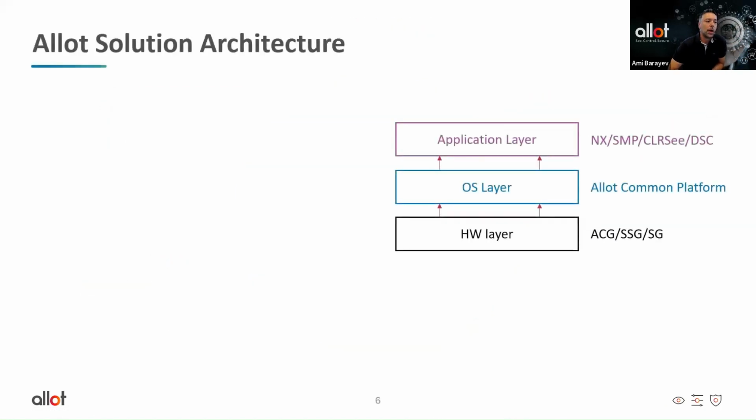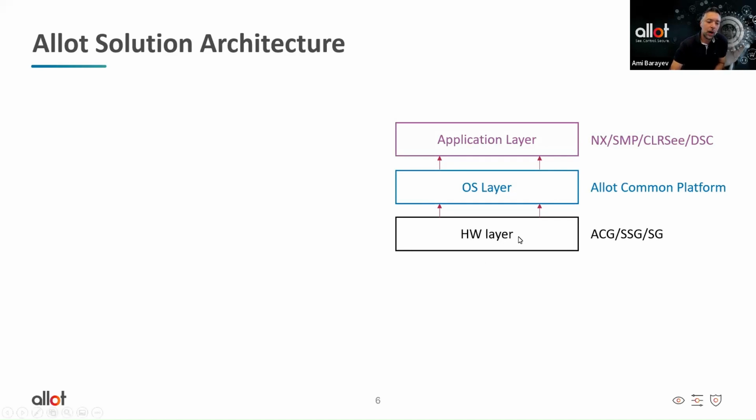So just to understand the concept of where the security service pack is affecting, I would like to go very briefly over our solution architecture, at a very, very high level. You can see in these diagrams that we have the hardware layer. The hardware layer is, as you know, our platforms or servers. It can be the ACGs or the SSGs or the service gateway. This is the platform that Allot are selling and providing to our customers.